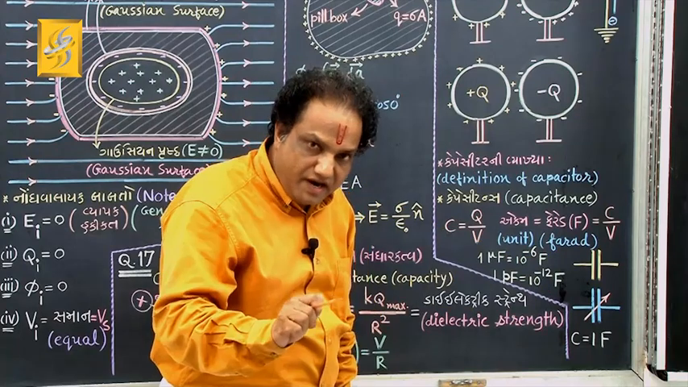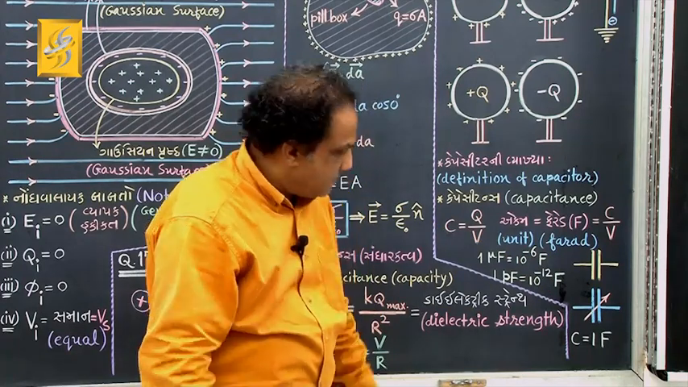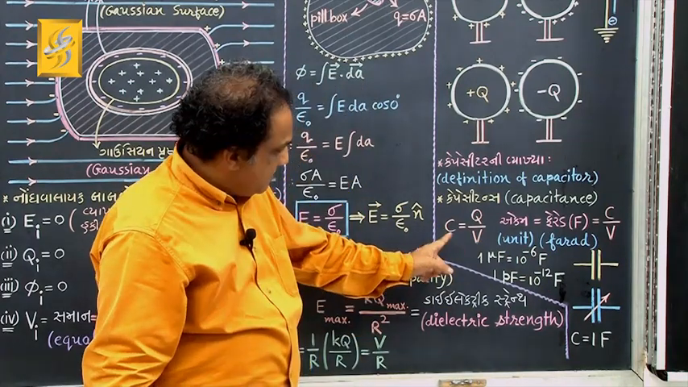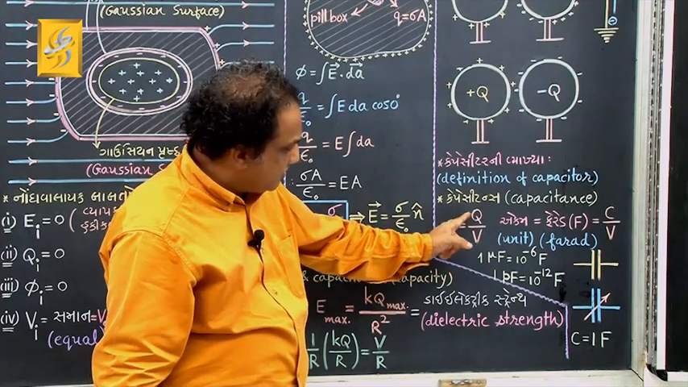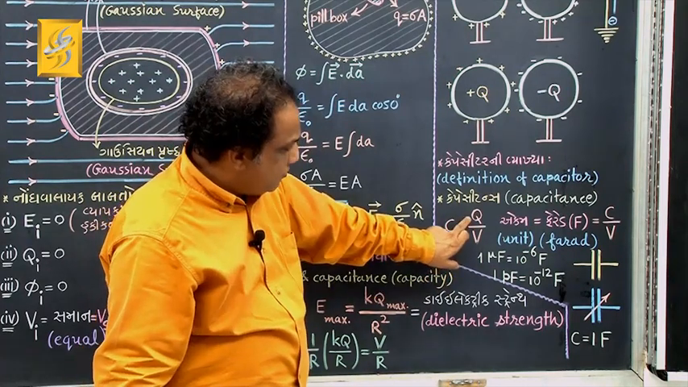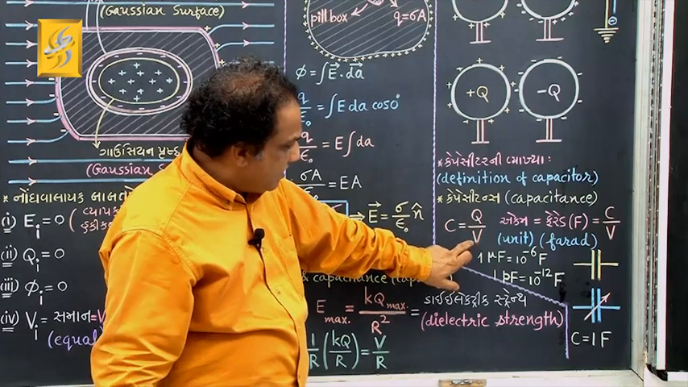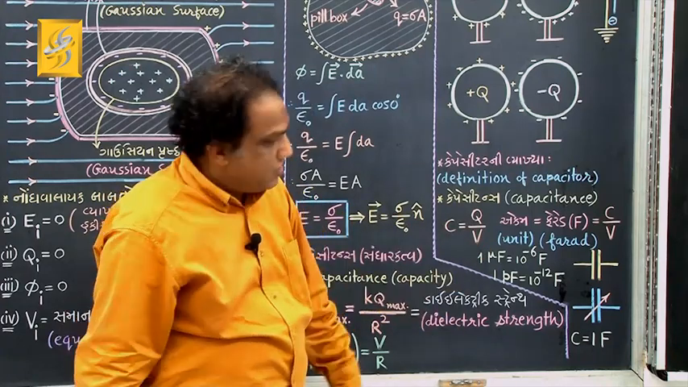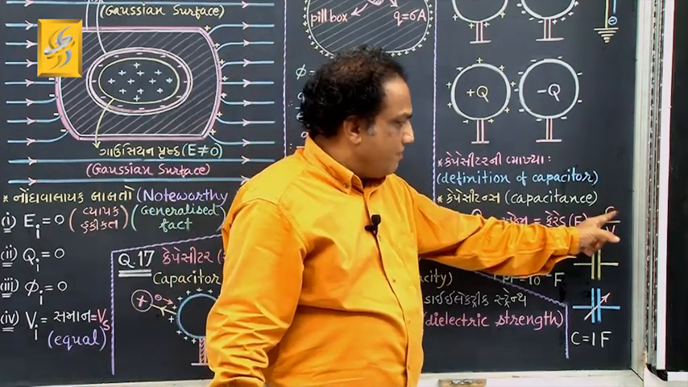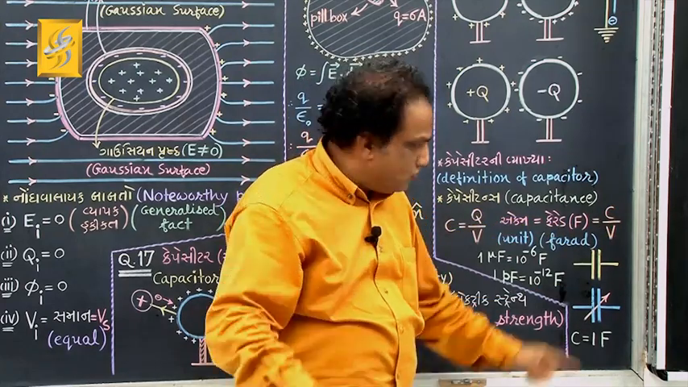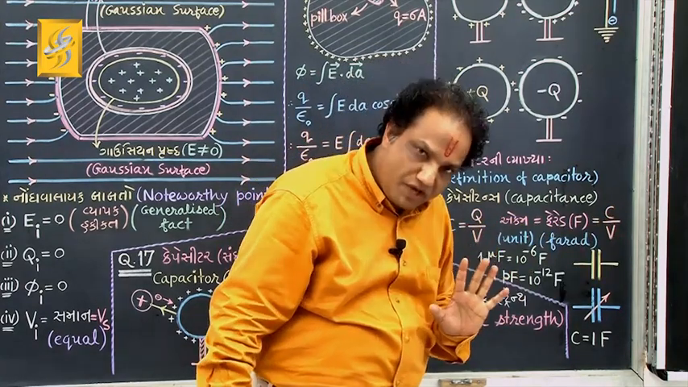Farad is the SI unit of capacitance, but from this formula, when you write farad, here also you must write SI units. What is the SI unit of charge? Coulomb. The SI unit of potential difference is volt. So, farad equals coulomb upon volt. Okay, fine.